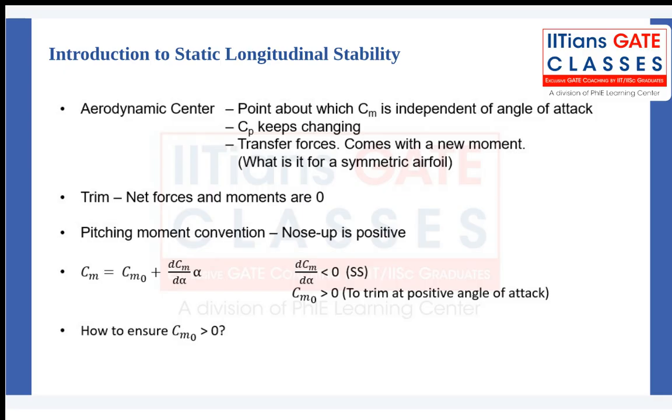Then you have the basic pitching moment equation, and we know the only condition to ensure longitudinal static stability: the slope of this equation, dCm/d alpha, should be negative. We know how to ensure Cm naught greater than 0. That condition is not necessary for stability. It is only to trim the aircraft at positive angles of attack.